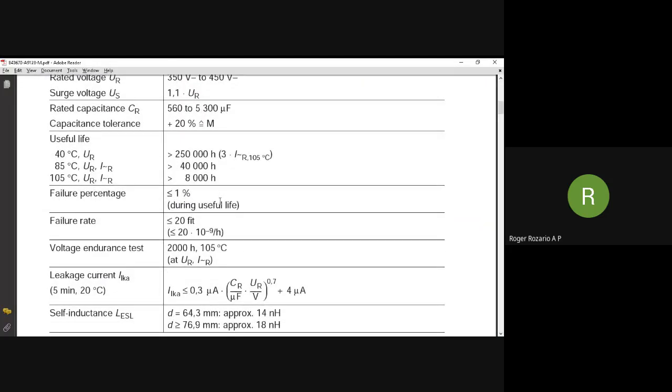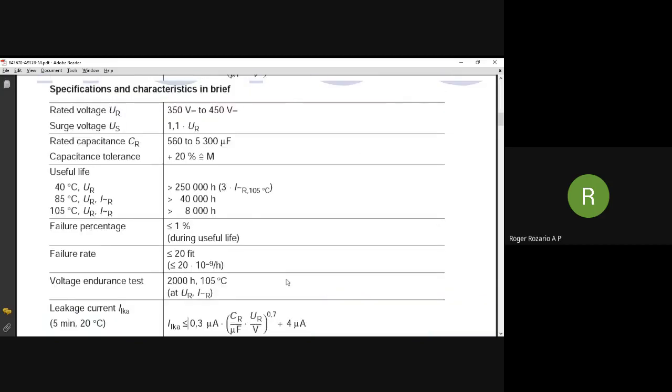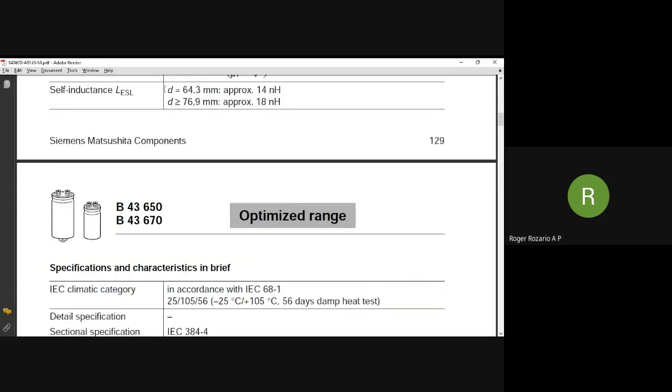Look at the leakage current here. ILK after 5 minutes at 20 degrees Celsius is 4 microamperes multiplied by this value. And the ESL value is also given here. If the distance between the two plates is 64.3 mm, the approximate ESL is 40 nanohenries. And if the distance is greater than 76.9 mm, the approximate ESL is 80 nanohenries.